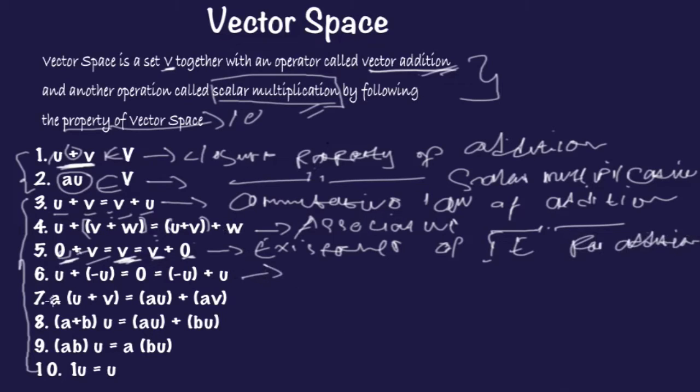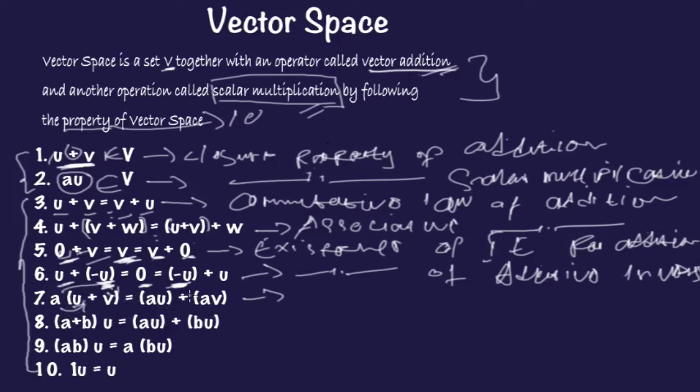Then next, number 6, we have what we call the additive inverse. Here is the inverse of u, so u plus its inverse has to be equal to 0, and it is the same if we only change the position. We call it the existence of additive inverse. Then we have the scalar multiplication operation, where we take a times u plus v.